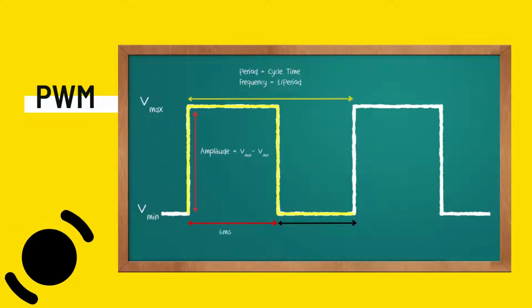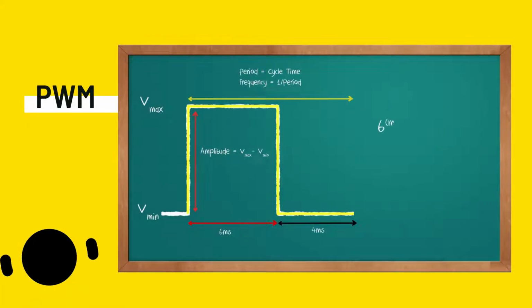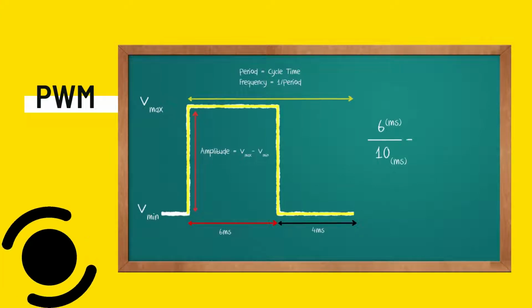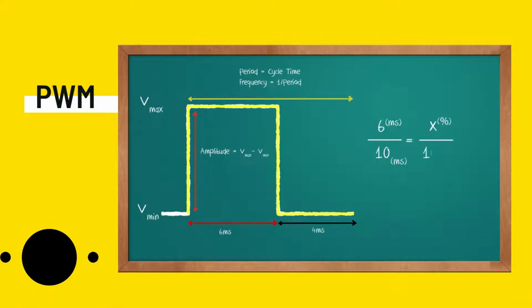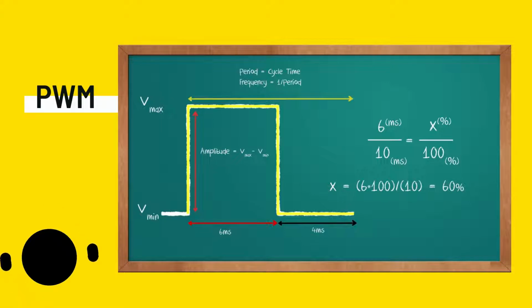Let us set our high time as 6 milliseconds, our downtime as 4 milliseconds, and our period as 10. Now, let's use a simple rule to calculate the percentage of the period in which the signal is high. 6 relates to 10 the same way as our variable in percentage relates to 100%. If you solve this, you'll see that you get 60%, meaning that the signal is high 60% of the time.